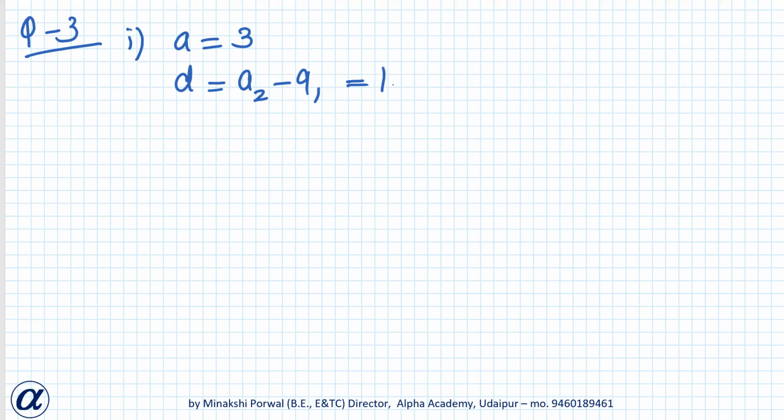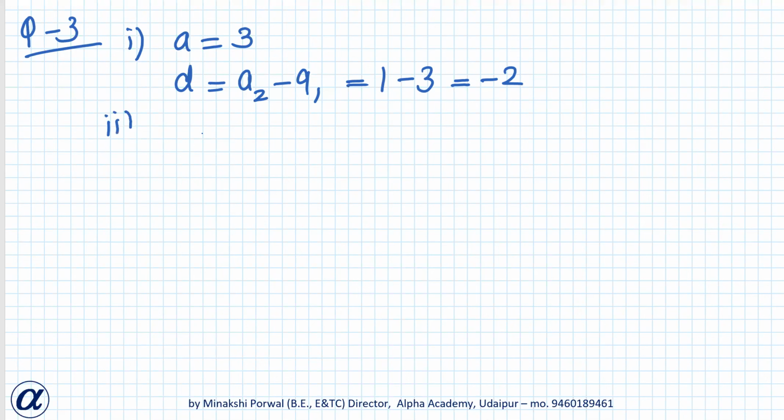Question 3. For the following AP, write the first term and the common difference. So first part, first term is 3. Common difference, if it is AP, we have to just do A2 minus A1. A2 is 1 and A1 is 3. So 1 minus 3, that is equal to minus 2.